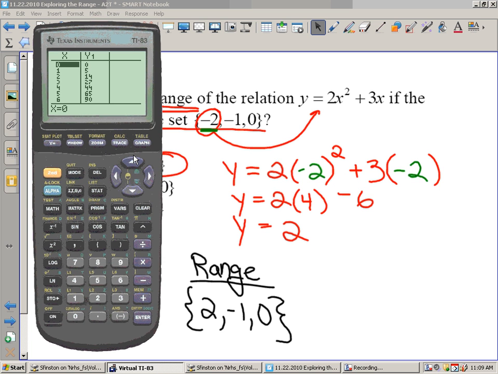So let's look at -2. When x is -2, when the domain is -2, in other words, the range is 2. When the domain is -1, the range is -1. And finally, when the domain is 0, the range is also 0 as well. And so that's how I got that. Are you okay with this?